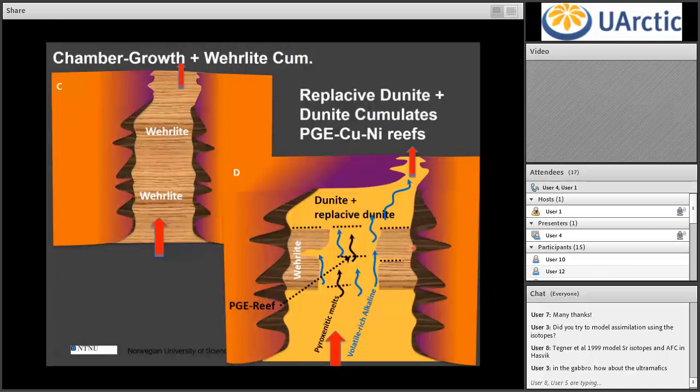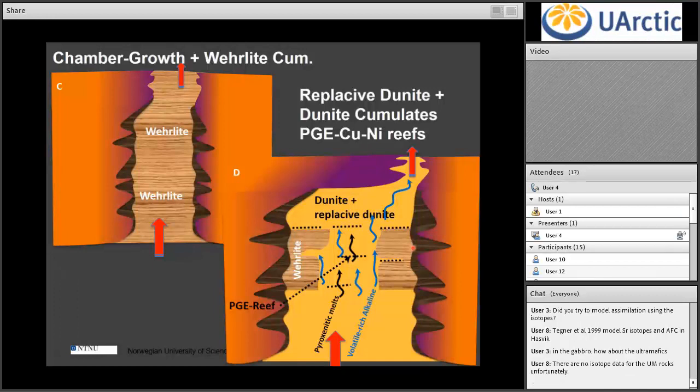So we have one question from MGU. Did you try to model assimilation using the isotope? Thomas. I did not, but Christian Tyner did a lot of modeling from the Hasvik gap.